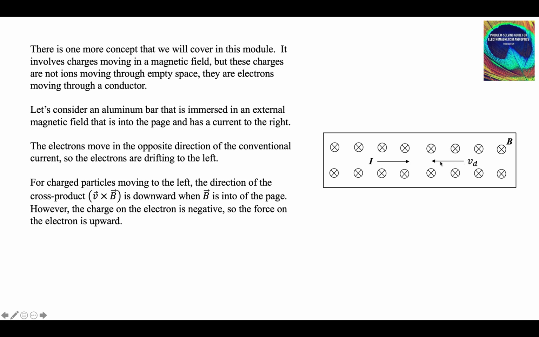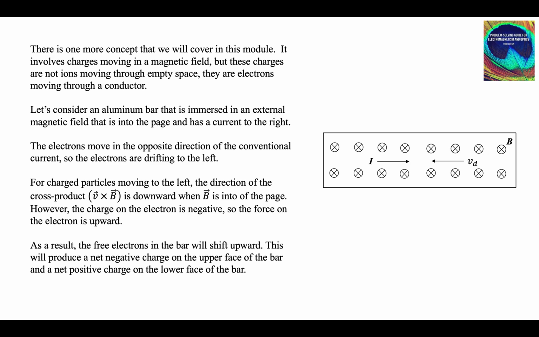These are charged particles moving in a magnetic field. So let's figure out V cross B. I have to point my thumb to the left in the direction of V. My fingers point into the page, and my palm is facing down. But electrons are negative. So when I do Q, V cross B, the magnetic force on the electron is upward. As a result, the free electrons in the bar will shift upward. This is going to produce a negative charge up here and a positive charge on the bottom, like this.